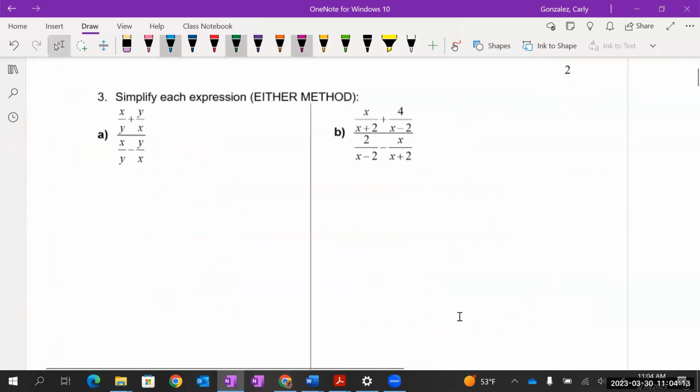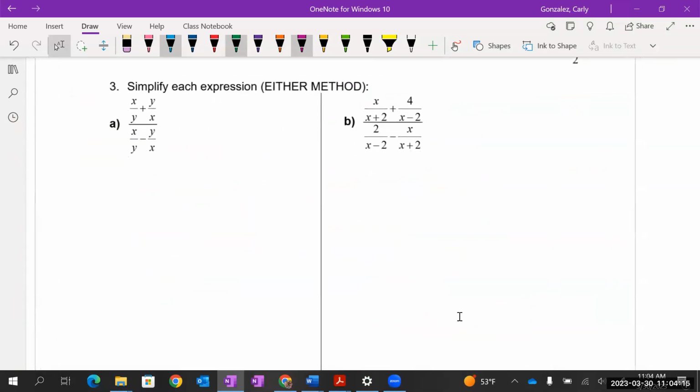Because we have the luxury of time, I'm going to show you both methods here. So first we'll do the clearing using the LCD.